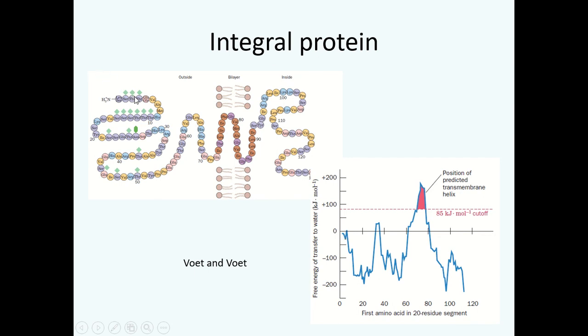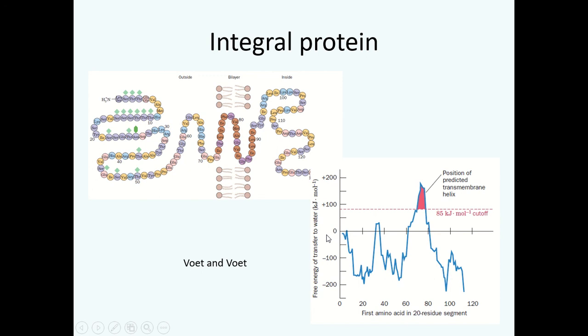In this way, we keep on looking at the free energy of transfer for a window of 20 amino acids. The next window will be from amino acid number 4 to amino acid number 23. So we add the free energy of transfer of these 20 amino acids, and that will be the fourth point on the graph. The next one would be amino acid number 5 till amino acid number 24. So we add the free energy of transfer of these 20 amino acids, and that will be point number 5 on this graph.